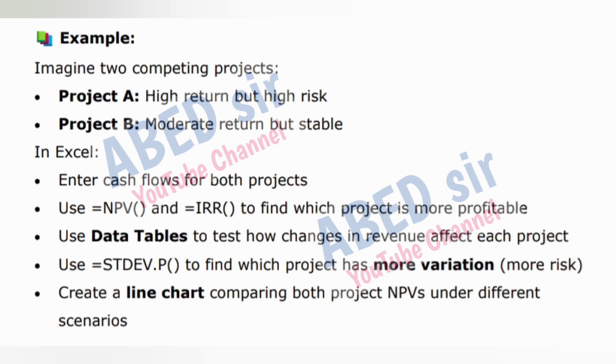Example. Imagine two competing projects. Project A, high return but high risk. Project B, moderate return but stable. In Excel, enter cash flows for both projects. Use =NPV and =IRR to find which project is more profitable. Use data tables to test how changes in revenue affect each project. Use =STDEV.P to find which project has more variation, more risk. Create a line chart comparing both project NPVs under different scenarios.